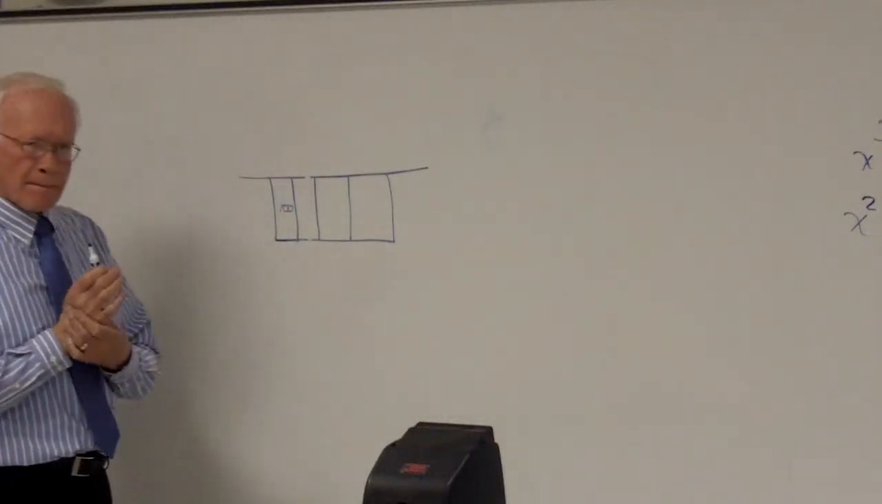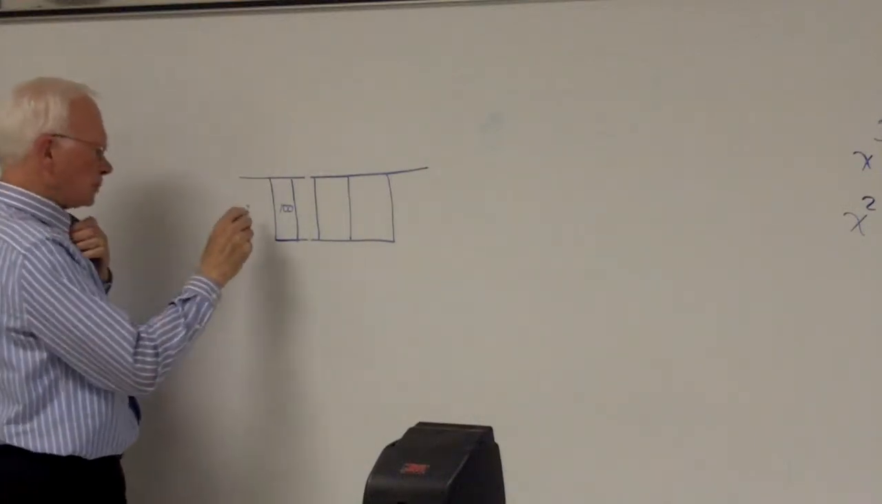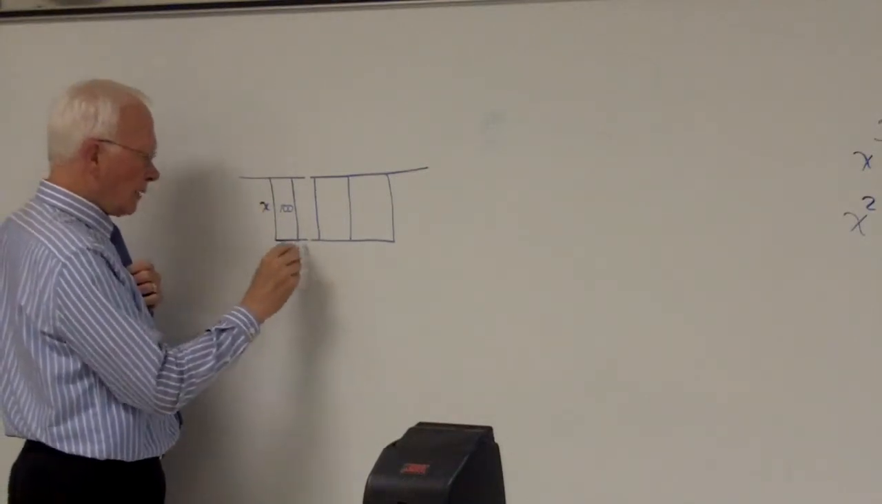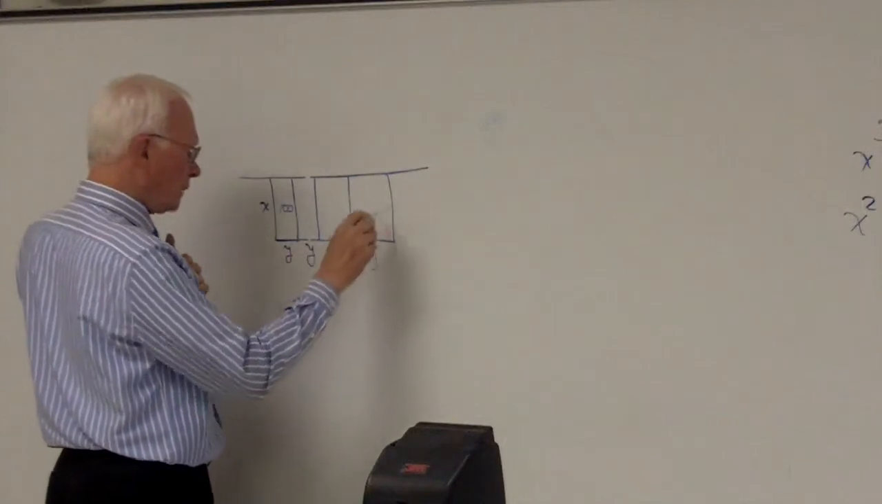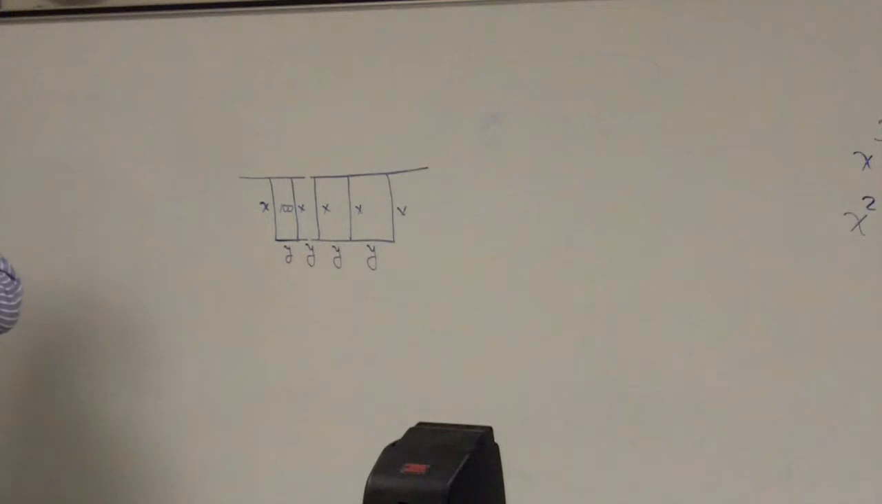Let's see, how do we do that? This is going to be x, y, y, y, y, and these are x's. Right? And so we know our constraint is what? x times y equals 100. And how much fence are we going to use? 5x plus 4y.